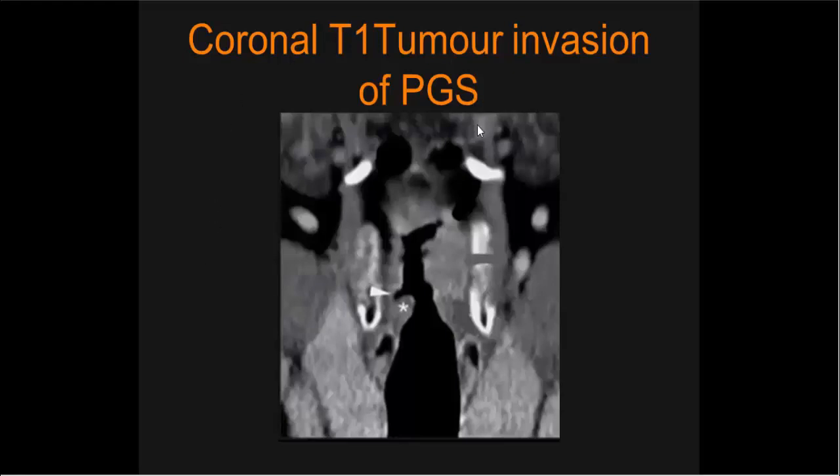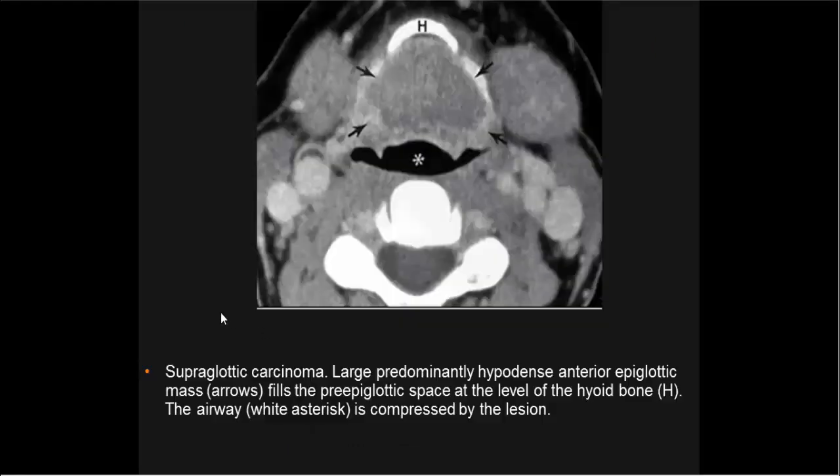Coronal T1 shows tumor invasion of the paraglottic space. This is invasion of the paraglottic space by supraglottic carcinoma. As we see, soft tissue invades the paraglottic space, with definite fat invasion seen in the coronal section. In this supraglottic carcinoma, a large, predominantly hypodense anterior epiglottic mass fills the pre-epiglottic space at the level of the hyoid bone. The airway is compressed by the lesion.